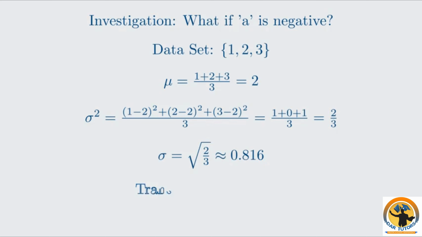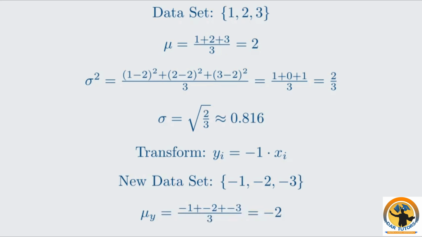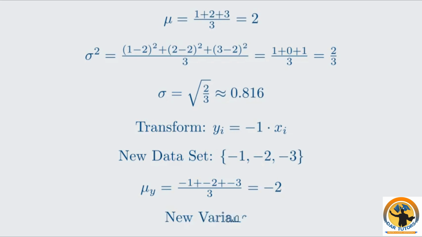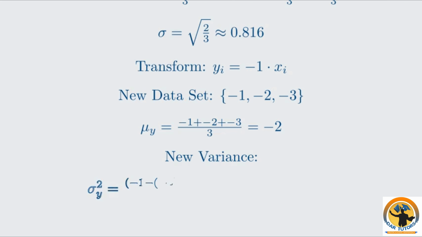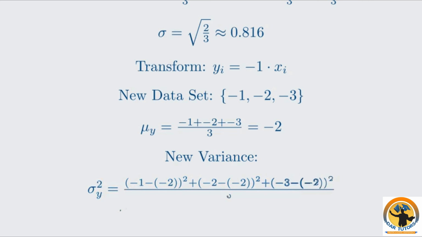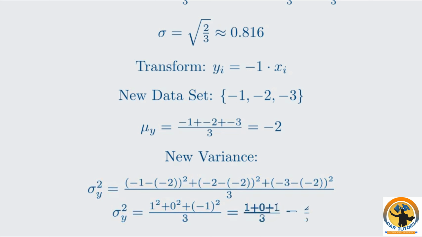Now let's multiply each value by -1. The new data set is -1, -2, -3. The new mean is -2. This makes sense. The old mean 2 times -1 is -2. Let's calculate the variance of the new dataset. The new variance, sigma squared y, is found by taking the deviations from the new mean, squaring them, and dividing by 3. This gives us 2/3. Notice, the new variance is the same as the old variance. So the new standard deviation is the square root of 2/3, which is approximately 0.816.